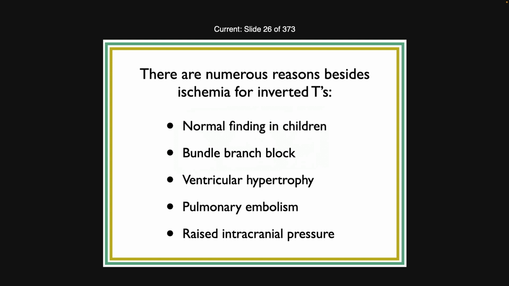The other reason why inverted T waves by themselves, with one exception that I'm going to tell you, are not that useful is they tend to happen for a lot of different reasons, not just ischemia. So normal in kids, bundle branch block, ventricular hypertrophy, pulmonary embolism, raised intracranial pressure can all cause T waves to flip. And so you can't look at it and say, oh, must be a STEMI. Who knows? It could be pulmonary embolism. Okay? So for that reason, they're not so useful.